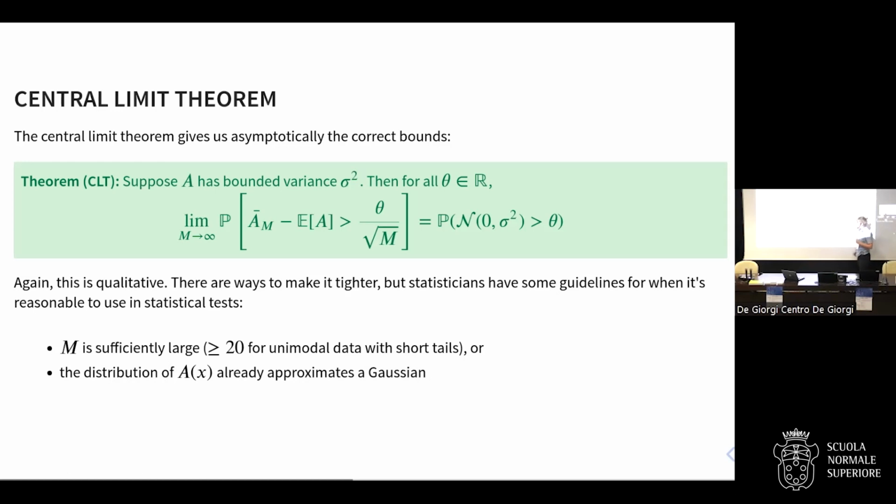Basically you want M to be reasonably big, or perhaps you want this distribution here to already look like a Gaussian. For example, if the distribution of A is in fact a Gaussian, then this is not a limiting thing, this is always true, right? But if we want to be really cautious, we will want both of these to be reasonably true.